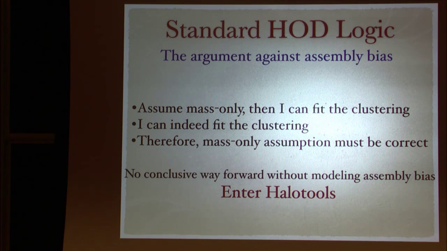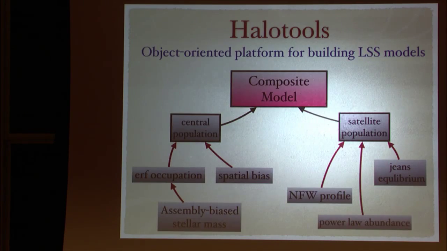Okay, so that's one of the main features of interest, at least in the short term for me, for what I'm doing with Halotools. Here's the basic idea for how this works. It's an object-oriented platform, and what this lets you do effectively is build a wagon that is a composite model for your galaxy distribution, and then take the wagon wheel and swap it in and out with one feature of interest. So what I'll walk through is how that swapping of the wagon wheel works for assembly bias.